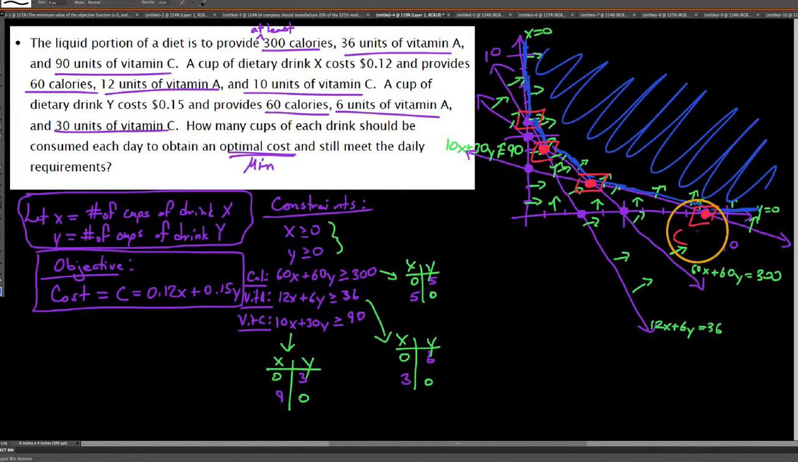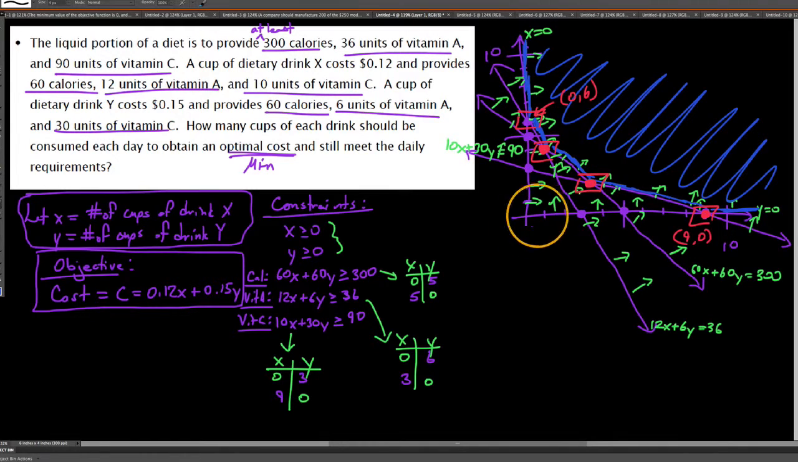So let's label the ones we know. I at least know this one was (9, 0), and I certainly know that this one right here, due to an intercept, is right there. So to find these other two vertices, instead of eyeballing it, we're going to have to solve some systems to see where these intersect.